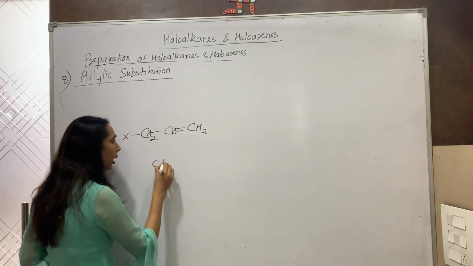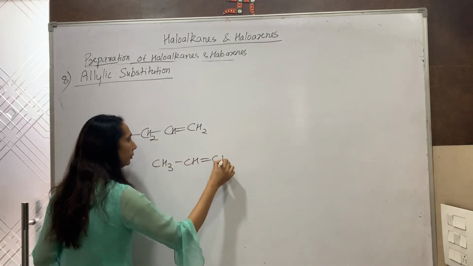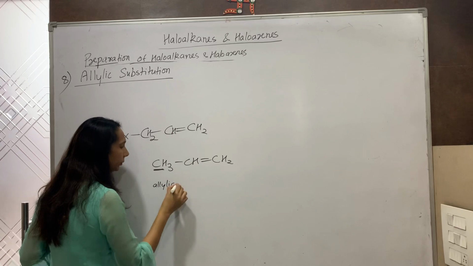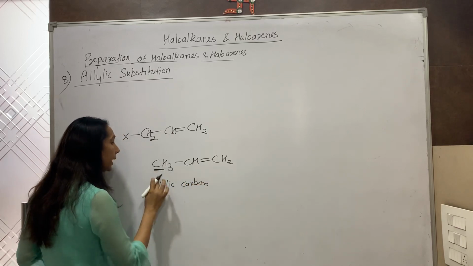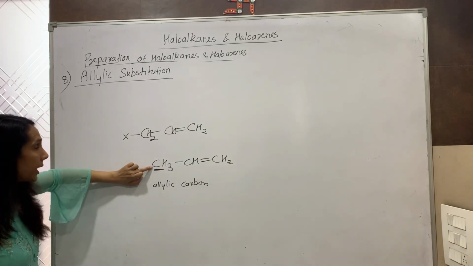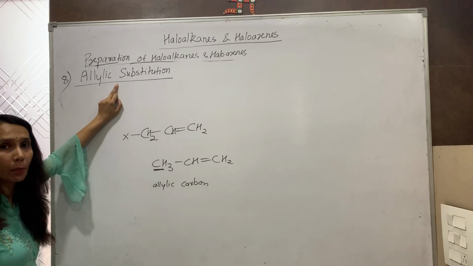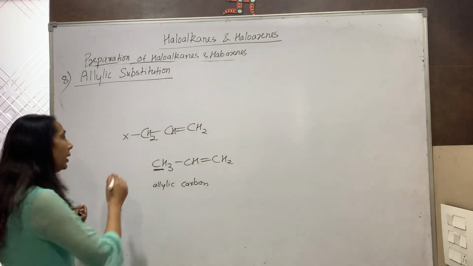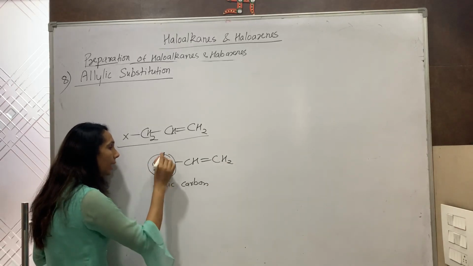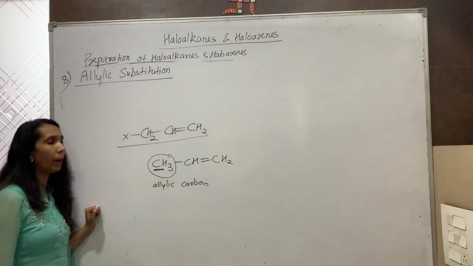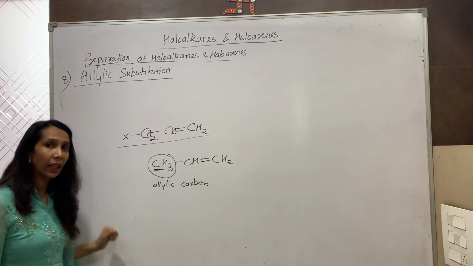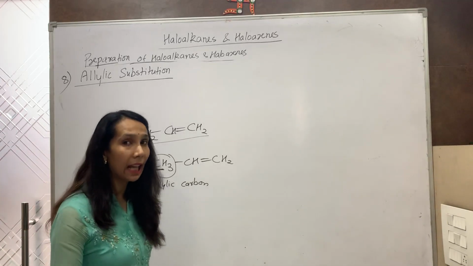And if I consider propene, this carbon is called the allylic carbon. And if one of the hydrogens from this carbon is substituted by a halogen, it is called allylic substitution. Again, I am repeating, this is an allylic halide. So in propene, if the hydrogen of this carbon is substituted by a halogen, we will call it allylic substitution. And the result is formation of allyl halides.